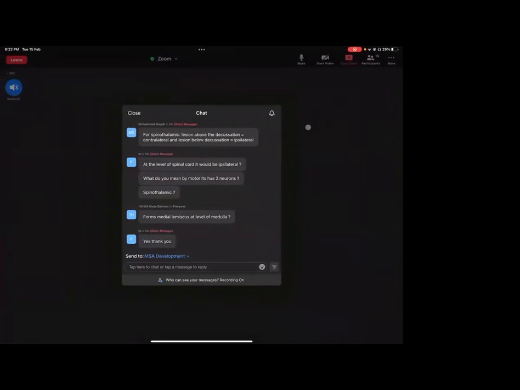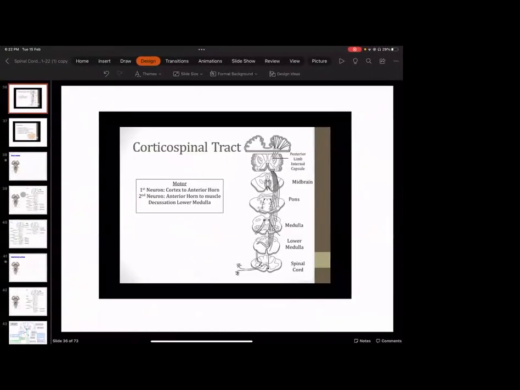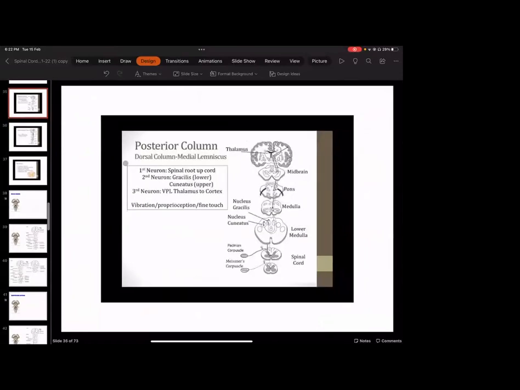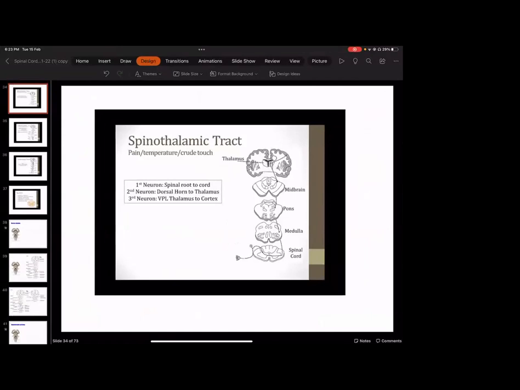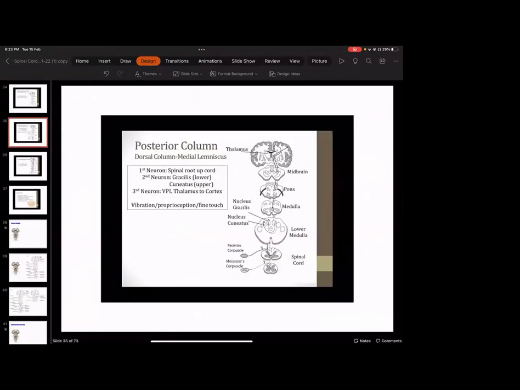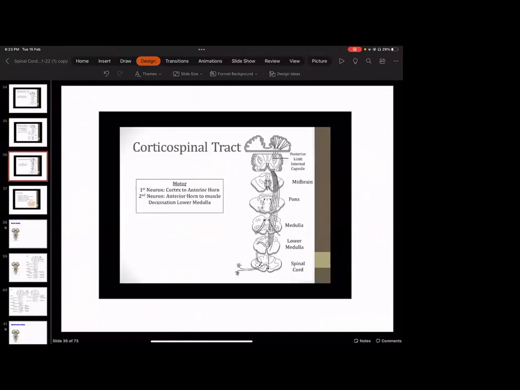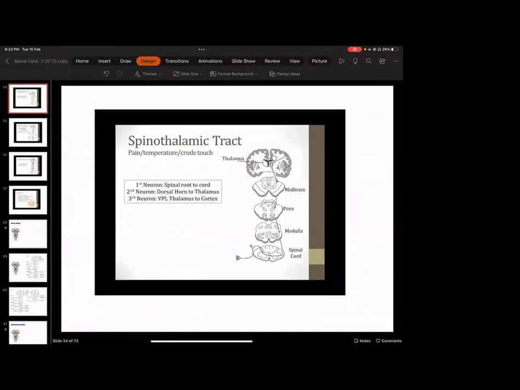The medial lemniscus decussates at the level of the lower medulla. That's what's happening in the medial lemniscus. I'm sorry, I'm going back and forth, but that was the question. The only one that changes sides at the level of the spinal cord is the spinothalamic tract. The rest, both of them, are in the medulla. That's what you have to know. Both the posterior column and your corticospinal tract change sides in the medulla. Only the spinothalamic tract changes sides at the level of the spinal cord.